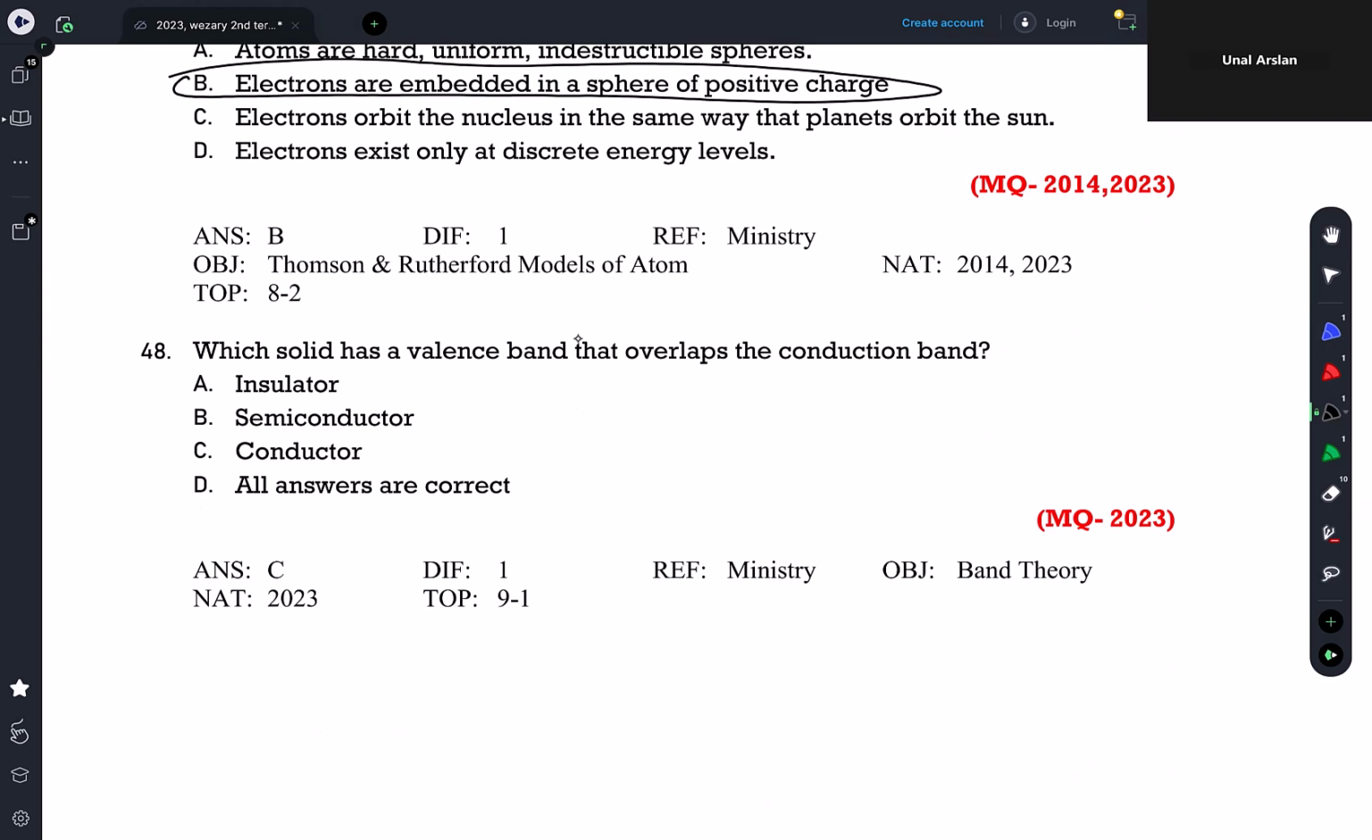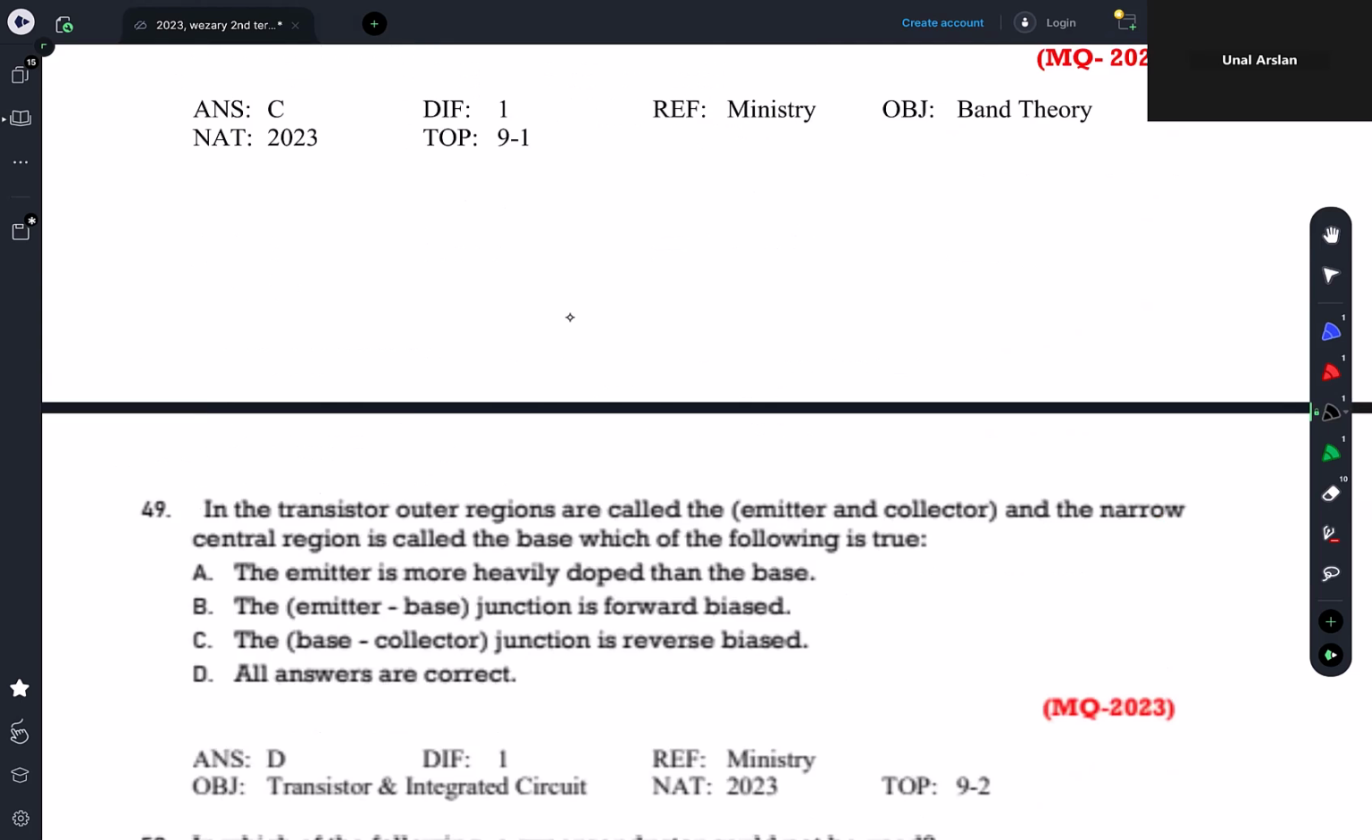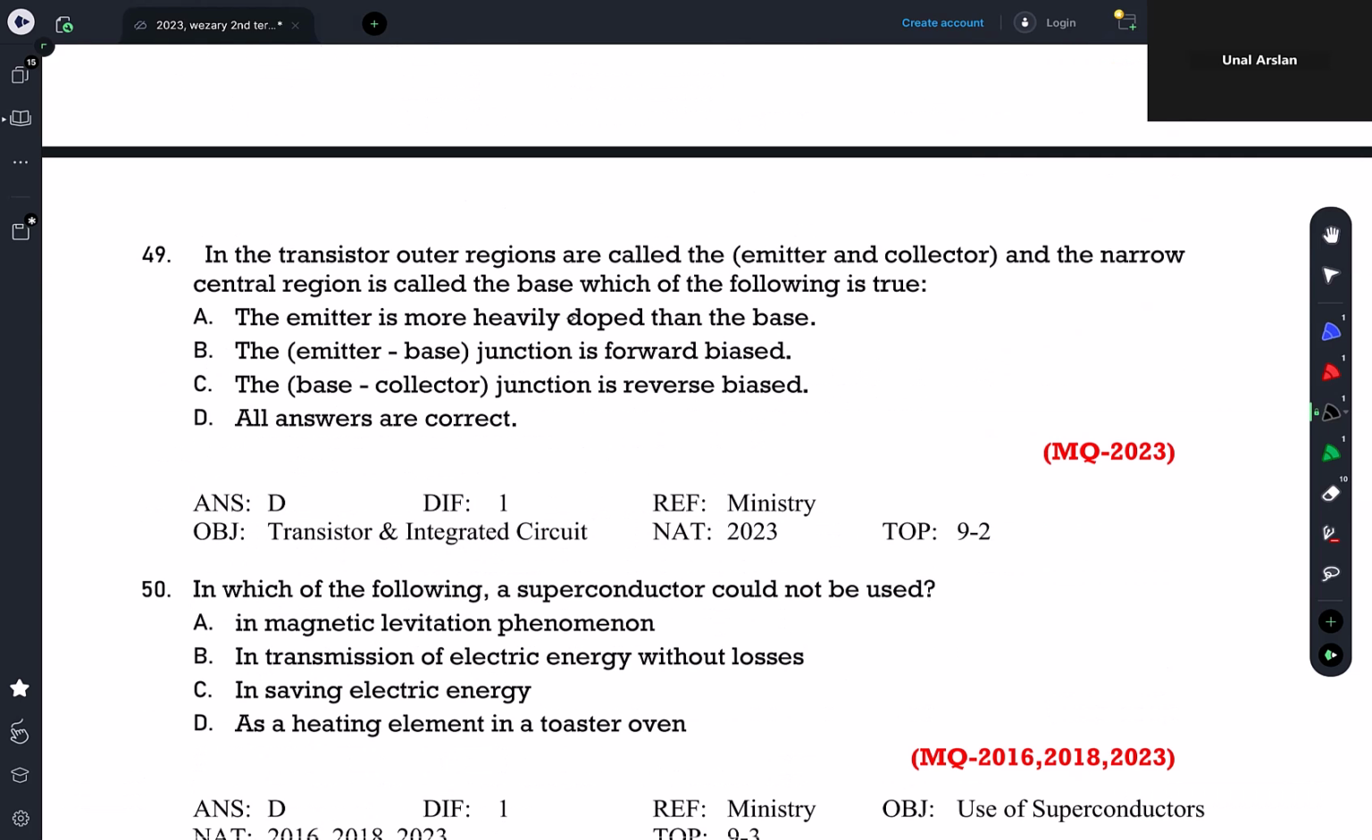Which solid has a valence band that overlaps the conduction band? Valence band and conduction band overlap in conductors. In transistors, the outer regions are called emitter and collector. The narrow region is called base. Which of the following is true? Emitter is more heavily doped than the base, this is correct. Emitter base junction forward biased is correct. Base collector is reverse biased, correct. So all answers are correct.